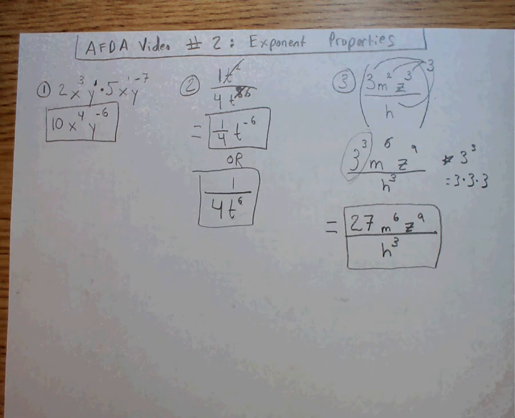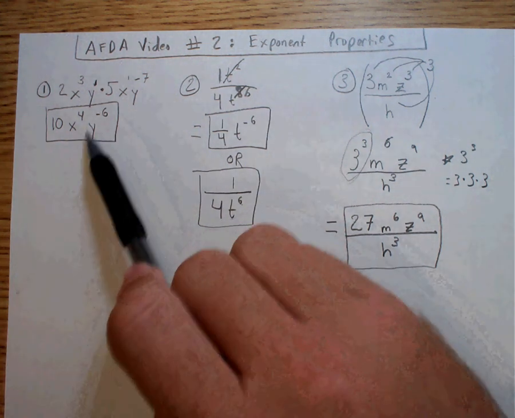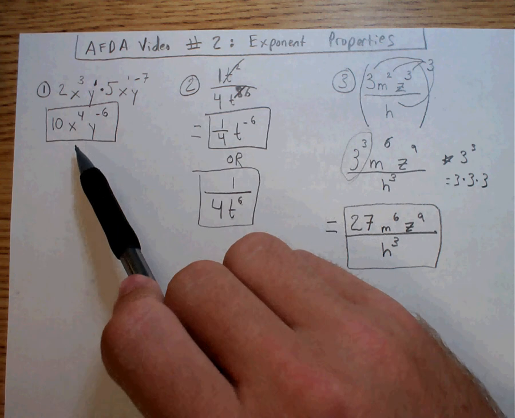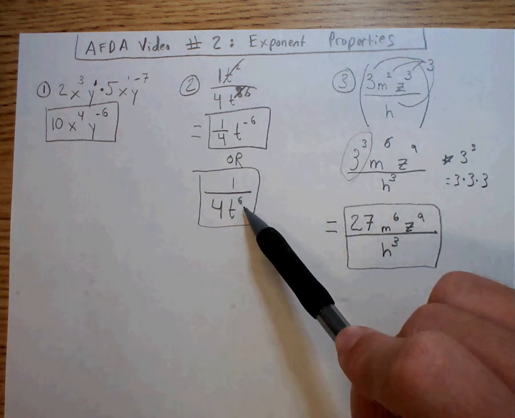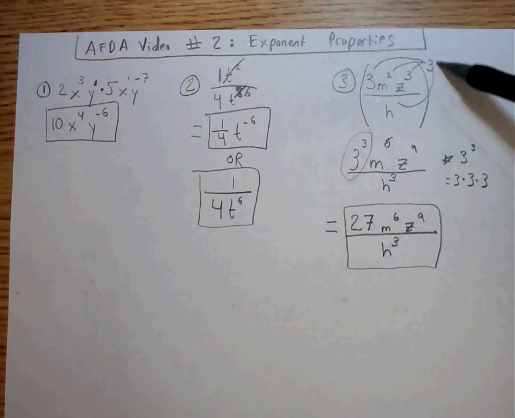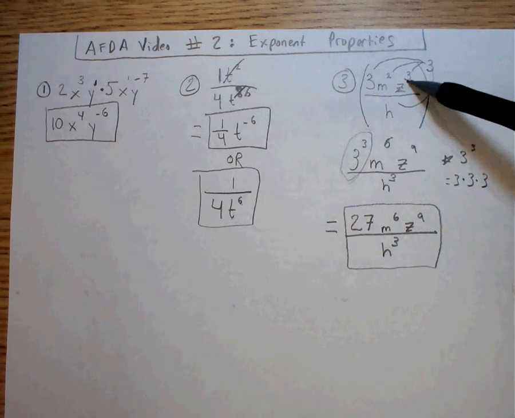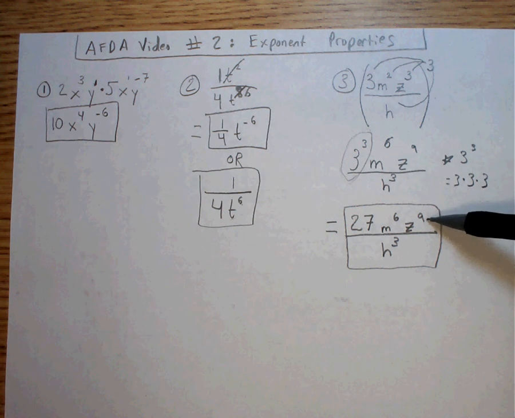So, we did 3 different properties of exponents. Adding exponents when we're multiplying those monomials, subtracting exponents when we're dividing monomials, and finally the second order exponent, where it's an exponent raised to another exponent. We multiply the exponents.